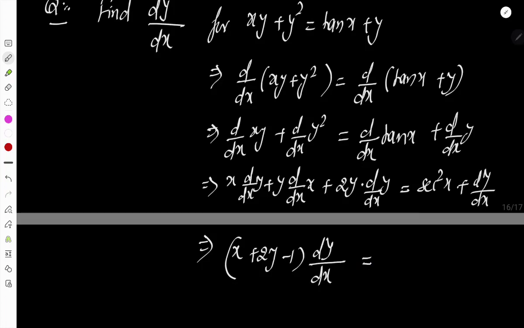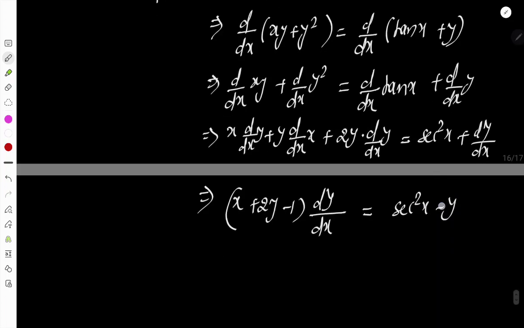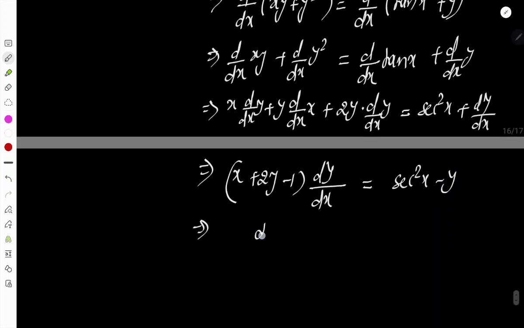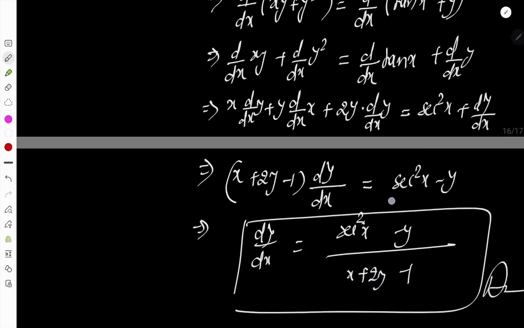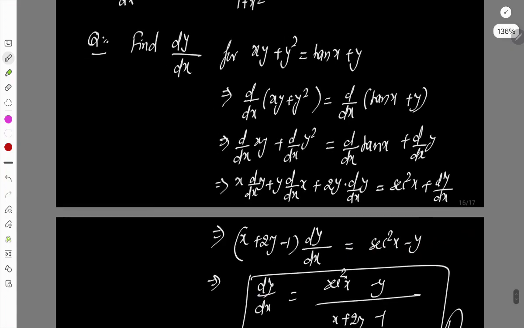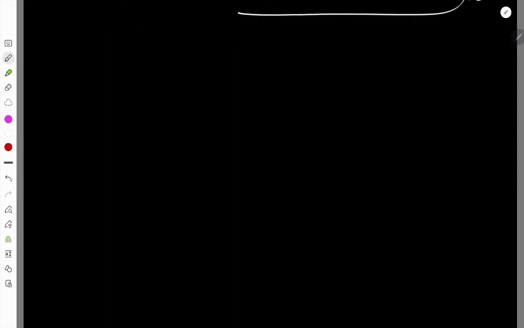This is equal to sec square x, and you see y, d by dx of x is 1, so it goes to that side as minus y. So from here dy by dx is equal to sec square x minus y divided by x plus 2y minus 1. This is the answer. Hope it is clear. Let's see the next.